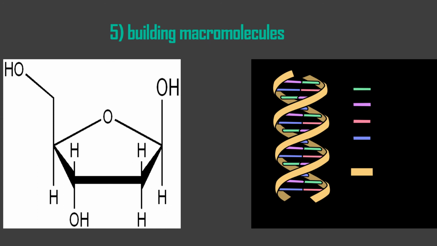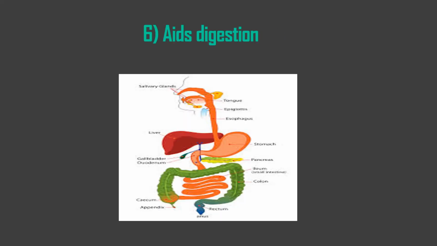The fifth benefit is building macromolecules. Some glucose is converted to ribose and deoxyribose, which are essential building blocks of important macromolecules, such as RNA, DNA, and ATP. The sixth benefit is it aids digestion. When people eat, it speeds the movement of food through the digestive tract.